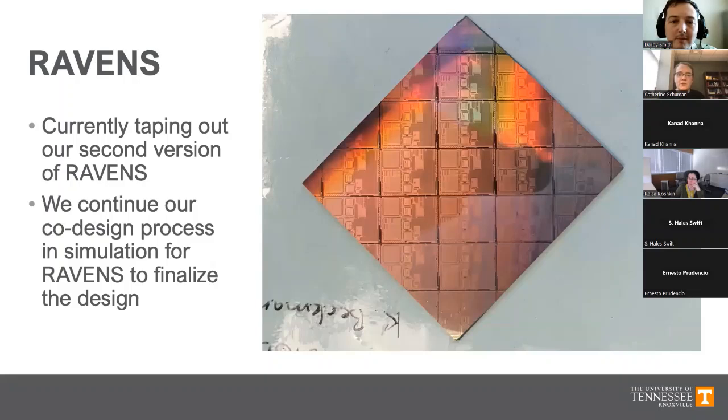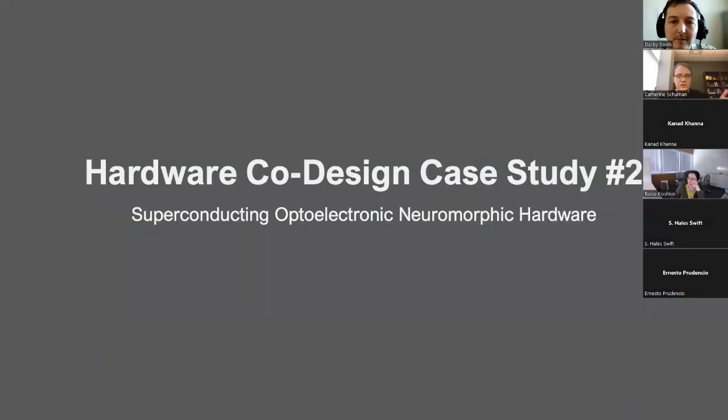Okay, so that is one case study. That's, of course, within our group here at Tennessee. This other case study that I wanted to give you was where we talked about that co-design process with Mr.